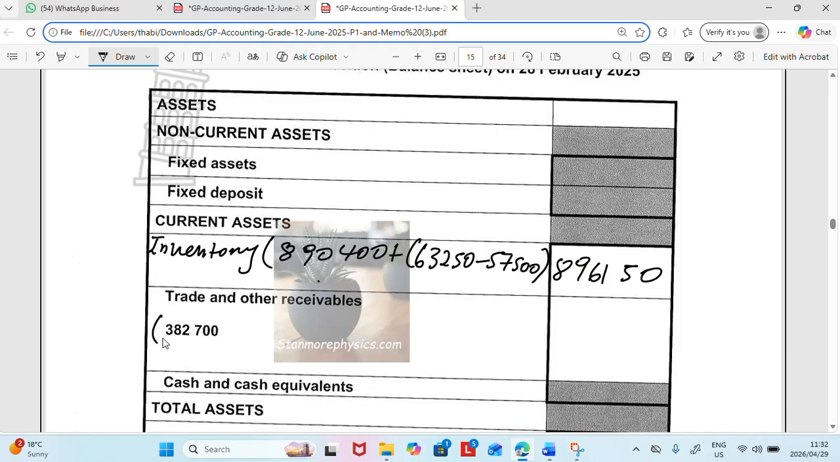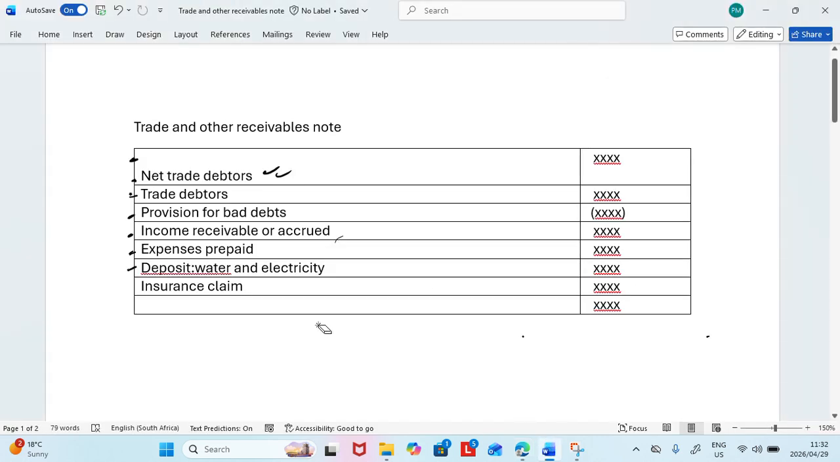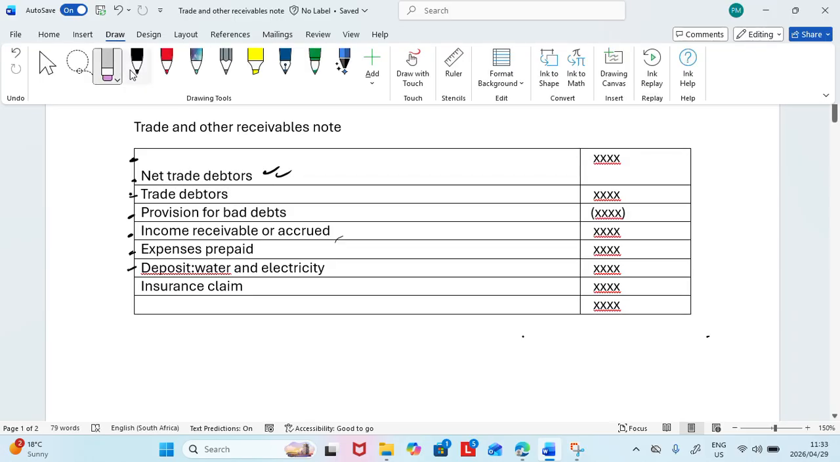Trade and other receivables, guys, please familiarize yourself again with the structure of trade and other receivables note. So according to the structure, guys, we are starting with net trade debtors. After that, what do we do?